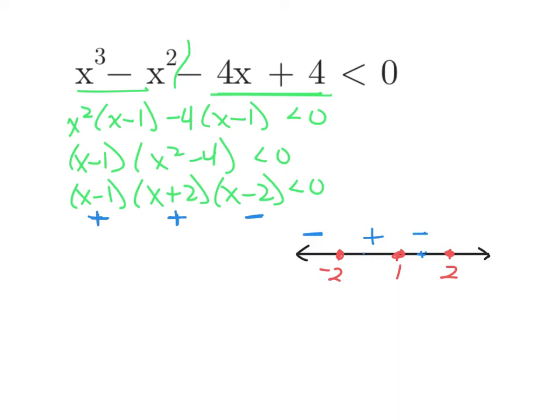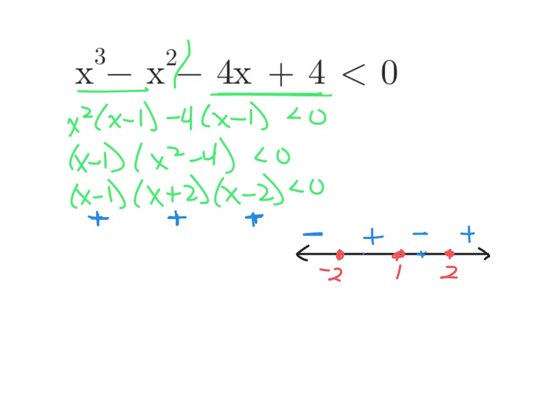Finally, as we pass over 2, I hope you see the pattern here, take even a number like 10. 10 minus 1 is positive. 10 plus 2, positive. 10 minus 2, positive. Now the final factor has turned positive. Everything is positive, so the product is positive.